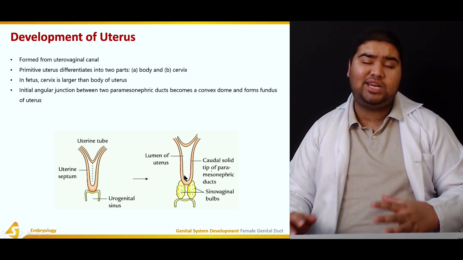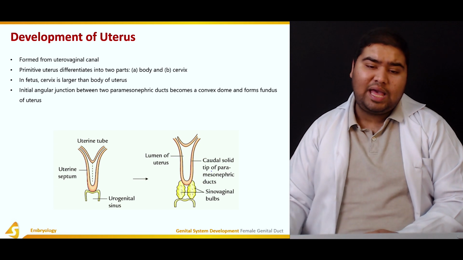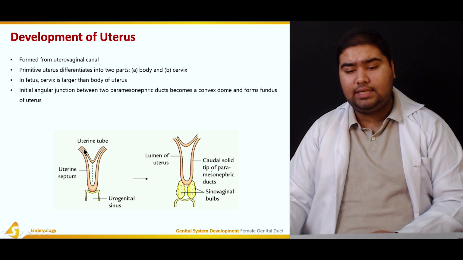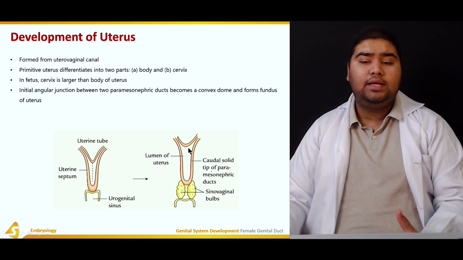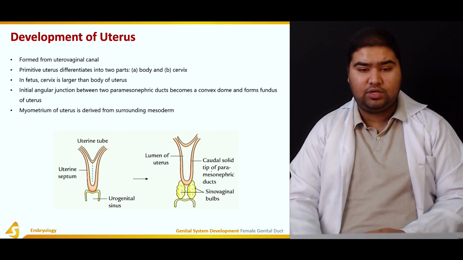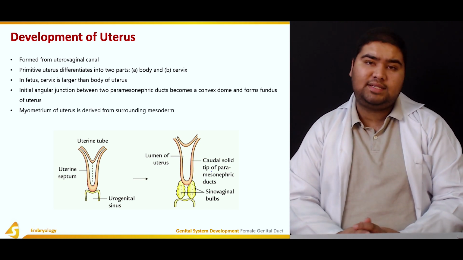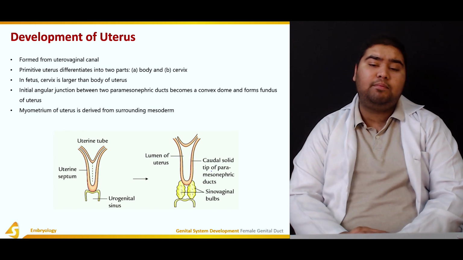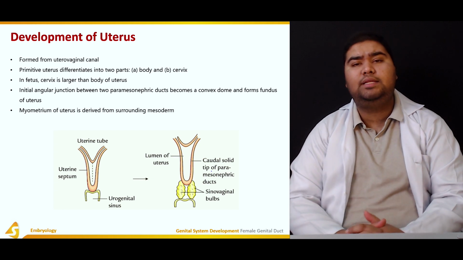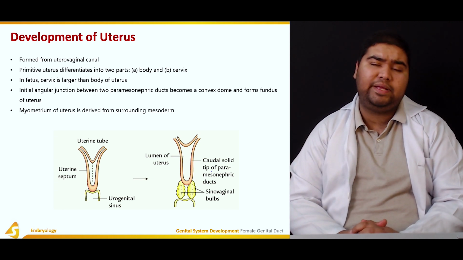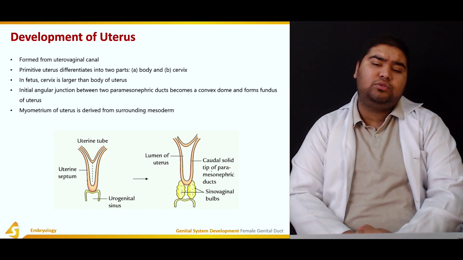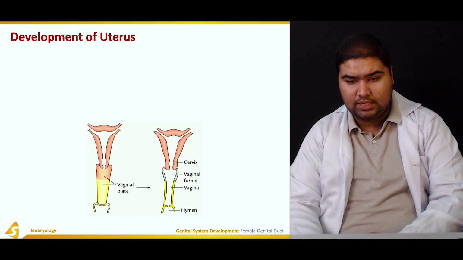The cervix is initially larger in the fetal stage, and this angular junction between the two paramesonephric ducts forms a convex dome and helps in the formation of the fundus of the uterus. The myometrium of the uterus is derived from the surrounding mesoderm. This is a similar theme that occurs throughout the developmental system. That is, the muscular component and the connective tissue are usually derived from the mesoderm.